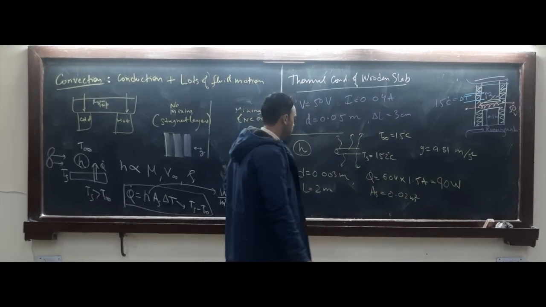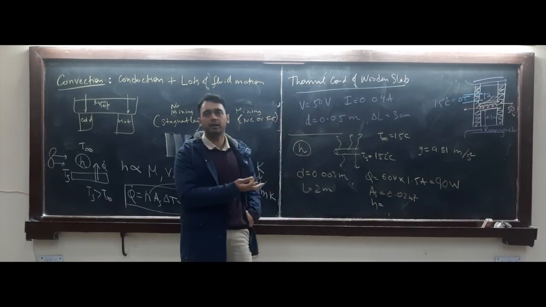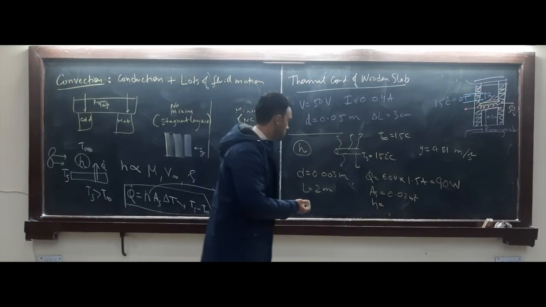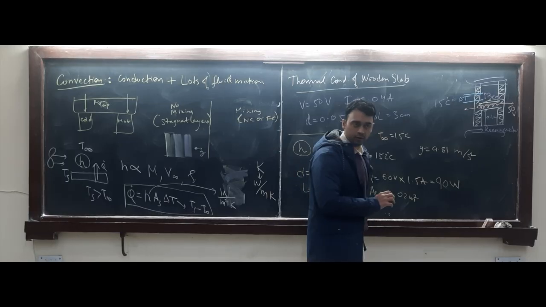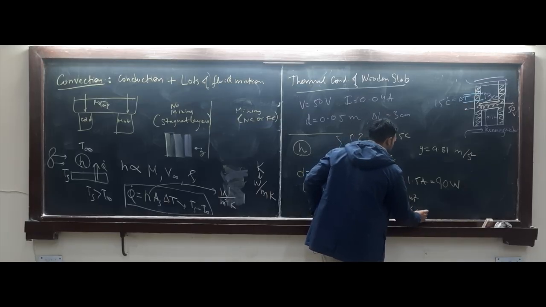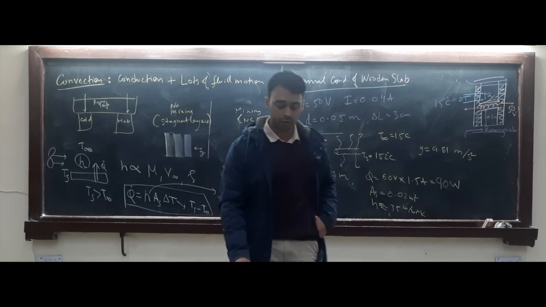Yeah. H will be Q by area by delta T. That's it. Is it not 35? 84.8. Roughly 35 watt per meter square Kelvin. Again, units. Units are very important for you to acknowledge. Okay.